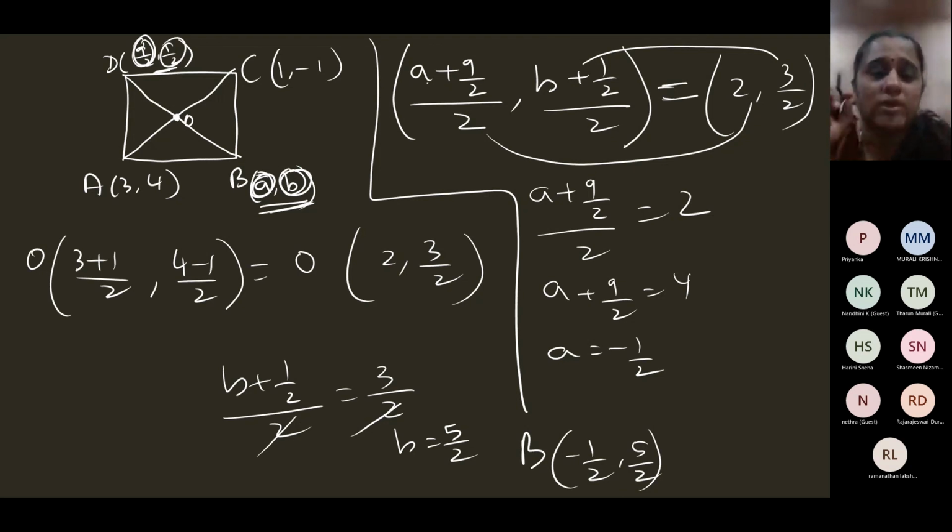So remember, in any parallelogram, whether it's a parallelogram, rectangle, square, or rhombus, diagonals bisect each other. So when you're given the coordinates of 3 vertices and asked to find the 4th one, use the midpoint formula. Find O using AC, and then find O using BD. Equate. Understand, children? Yes, ma'am.